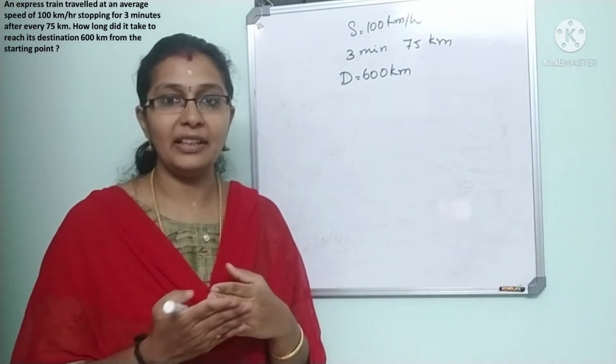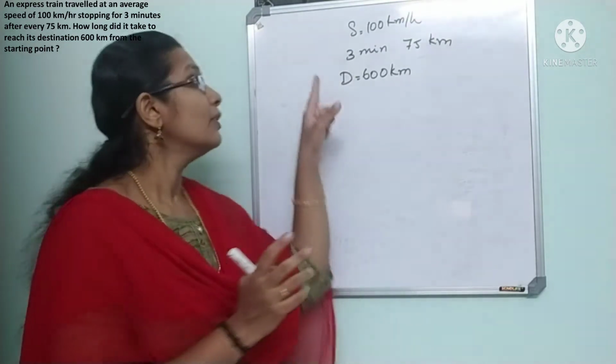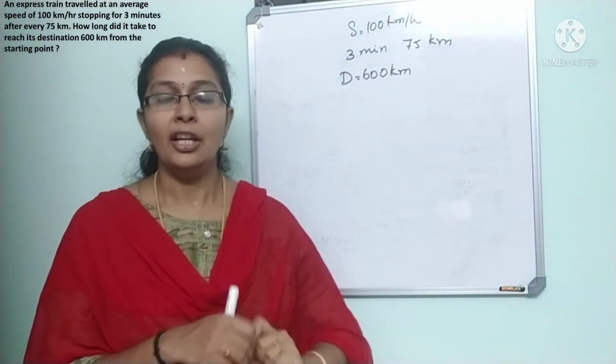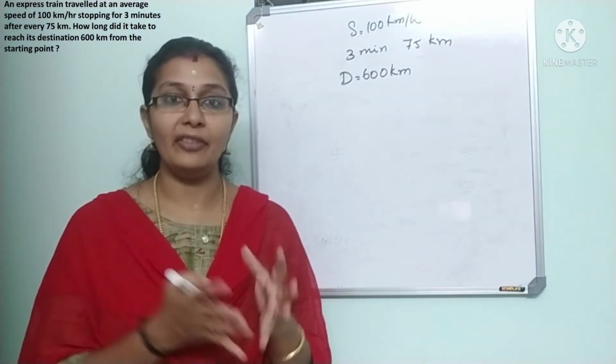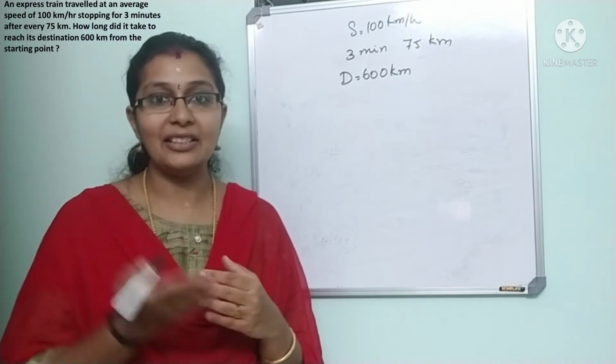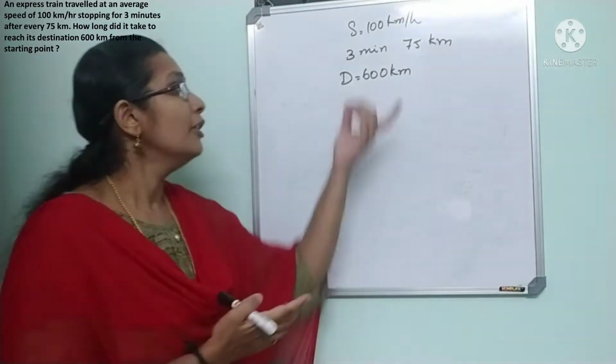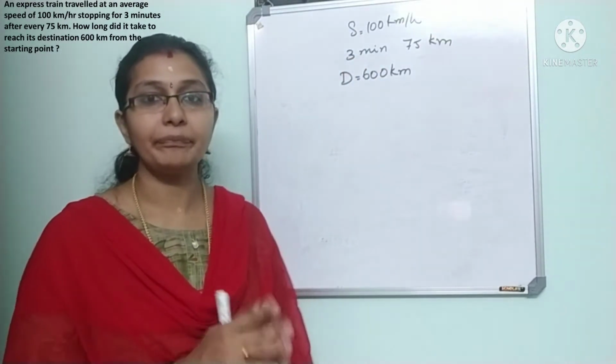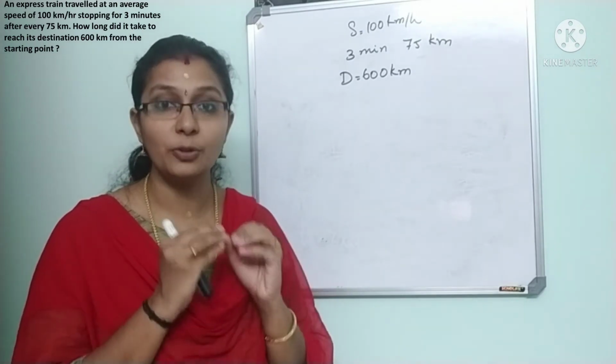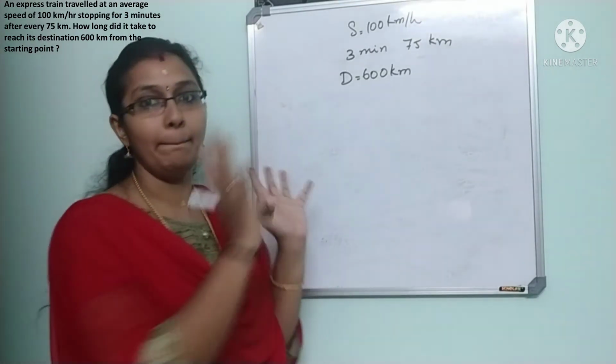For every 75 kilometers there is a stop. That stop takes 3 minutes. You can usually think of a train while you are travelling. At every station it stops for 3 minutes, right? That is what is given here. Now our question is, what is the total time taken for this complete journey?